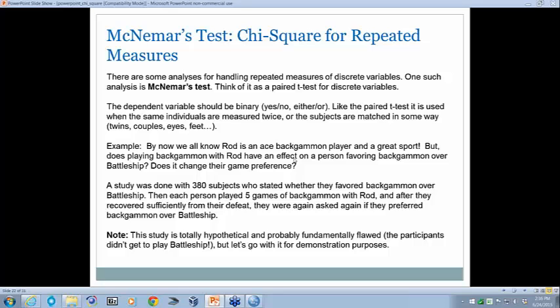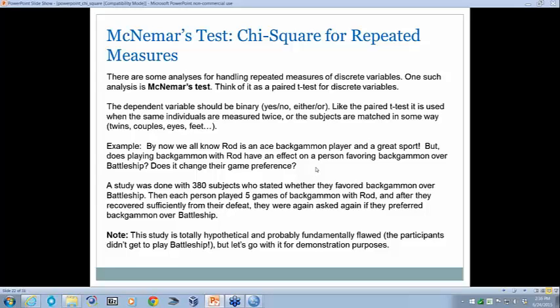And it's used when the same individuals are measured twice or the subjects are matched in some way. Maybe you have twins, couples, I said eyes, feet. A lot of times that's true. You will do a study maybe on eye drops, and you want to have one drop in the left eye and a different drop in the right eye. Or you want to have the same type of drops and just see if it works differently on the left or right. Usually not. Usually you have one prescription in one and one prescription in another, or one treatment in one and one treatment in another. Same thing with feet, hands, things like that. Anytime you have a pair.